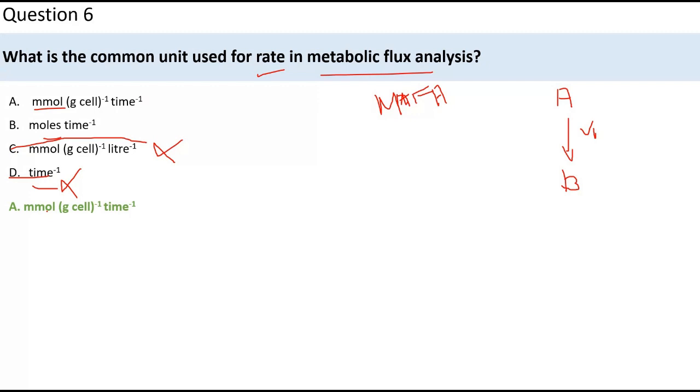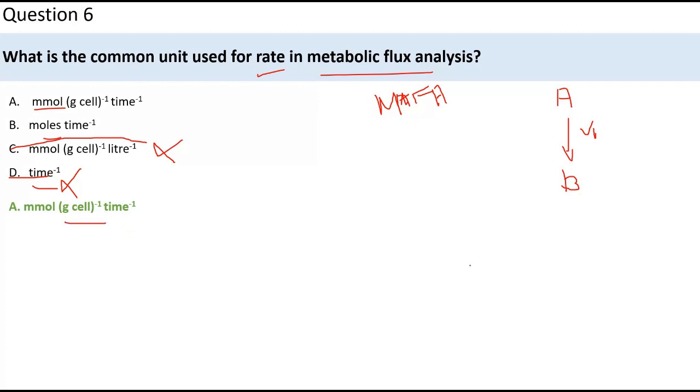One of the easiest ways to find this is that inside your cell, no compound is present in molar concentration; everything will be in millimole concentration values. That is one of the easiest ways to find out answer A as the option.